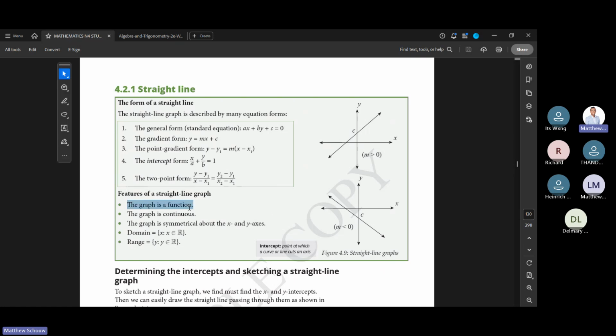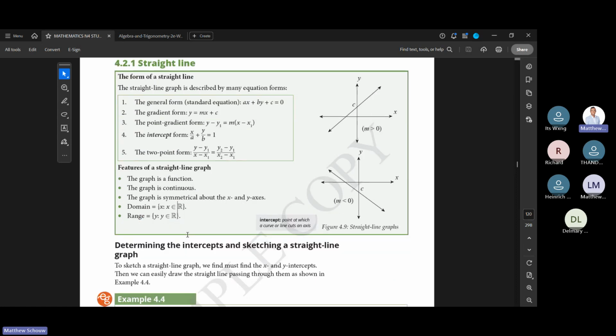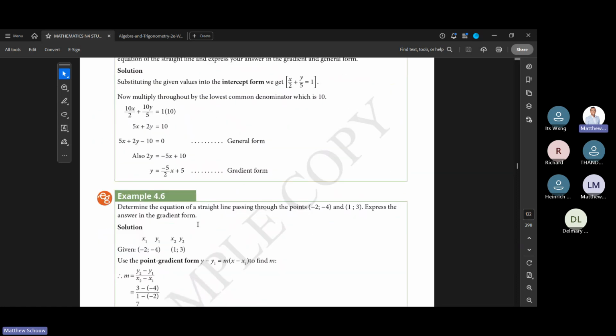The graph is a function. We draw a line, there's not 2 points, it's continuous, you don't lift up the pencil, it's symmetrical, and obviously the domain and range you can also look at. And then we just look at the circle.